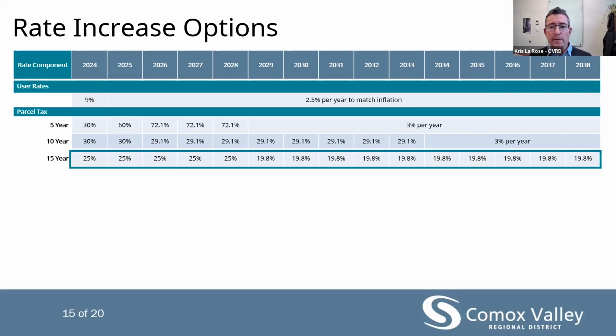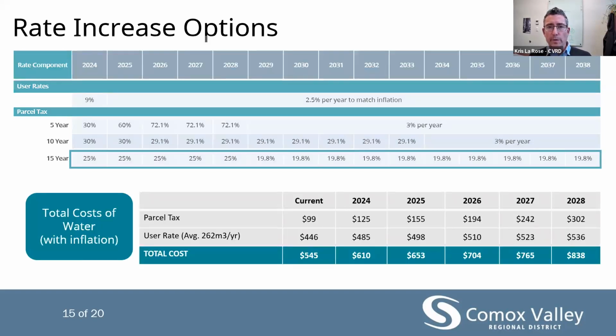So what does that look like for ratepayers in this area? Well, it'll depend on how much water you use, but we've provided this estimate based on the average water user who uses about 262 cubic meters per year. So currently for the parcel tax, the fee would be $99 and user rates would be 446 for a total of about 545. With the increases, next year would be 610 in total, which is 125 for parcel tax and 485 for user rates. An increase of about $65 in 2024, and then about between $43 to $72 per year through to the end of 2028.